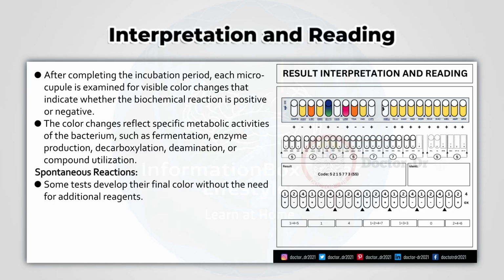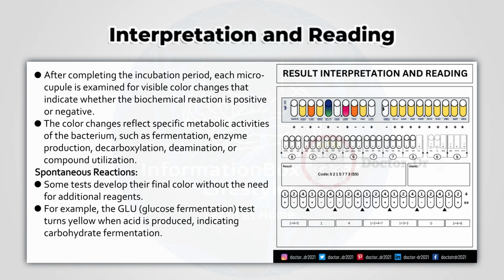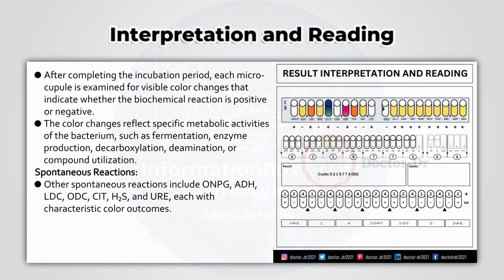Spontaneous reactions. Some tests develop their final color without the need for additional reagents. For example, the GLU, glucose fermentation test, turns yellow when acid is produced, indicating carbohydrate fermentation. Other spontaneous reactions include ONPG, ADH, LDC, ODC, CIT, H2S, and URE, each with characteristic color outcomes.